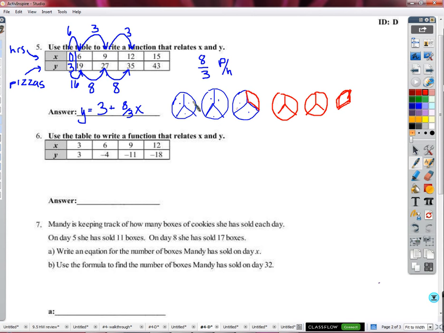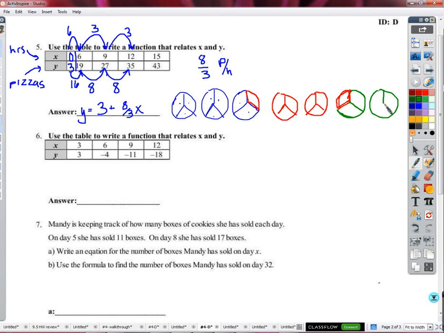So here's 1 hour in blue, another hour, a second hour. 1, 2, 3, 4, 5, 6, 7, 8/3 more. And in the third hour, they're going to sell these 2/3. Okay, so they've sold these 2/3. They're going to sell a total of 8/3 in this hour.